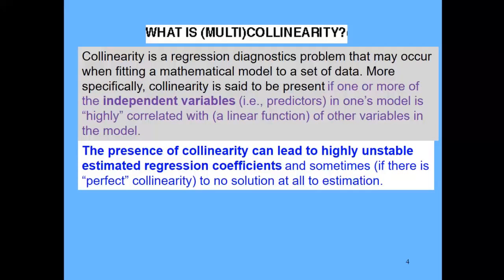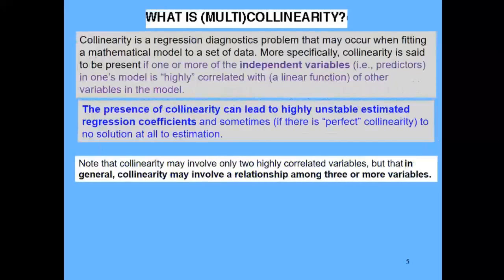that's the problem here. Okay, now a couple more things. This is where I split some things up. Originally I had everything on the same slide. I was trying to make sure I focused on one step at a time. So now, note that collinearity may involve only two highly correlated variables, but in general, collinearity may involve a relationship among three or more variables.